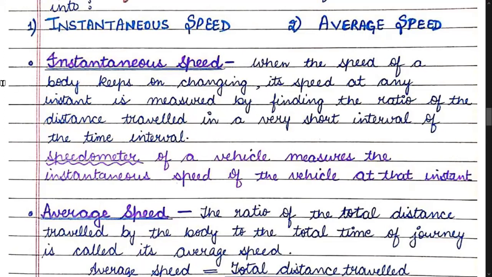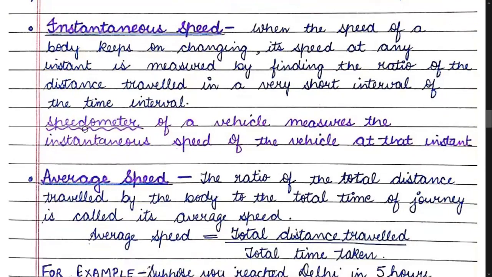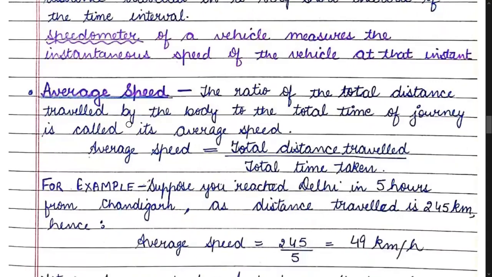The speed shown on the speedometer is the current speed. Current speed means the speed at the particular moment. So it is known as speed at that instant. At that instant means instantaneous speed. So the speedometer of a vehicle measures the instantaneous speed.